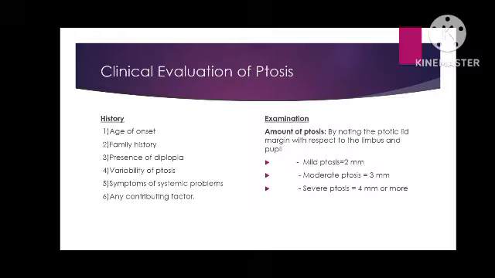And clinical evaluation of ptosis: history includes age of onset, family history, presence of diplopia, variability of ptosis, symptoms of systemic problems, and any contributing factors. Examination: the amount of ptosis is assessed by noting the ptotic lid margin with respect to the limbus and pupil. Mild ptosis is 2 mm, moderate ptosis is 3 mm, and severe ptosis is 4 mm or more.